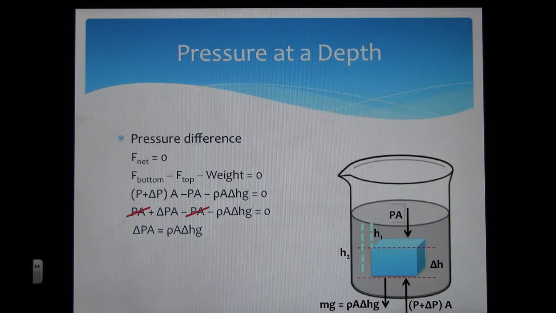But we have an A on both sides of the equation. We can get rid of that, so delta P, the change in pressure, or difference in pressure, is equal to rho g delta h, where delta h is the difference in depths. And delta h can be rewritten as h2 minus h1, or the deeper depth minus the shallow. So delta P equals rho g delta h, or delta P equals rho g (h2 minus h1).